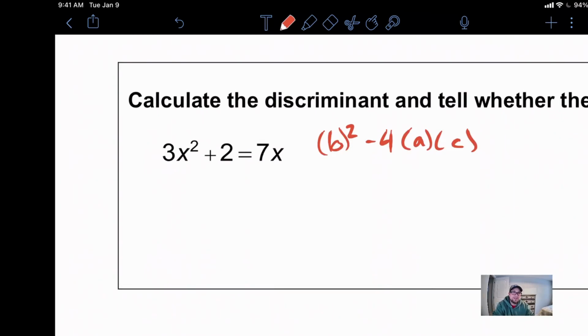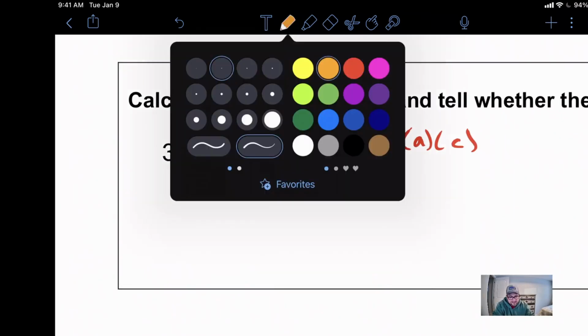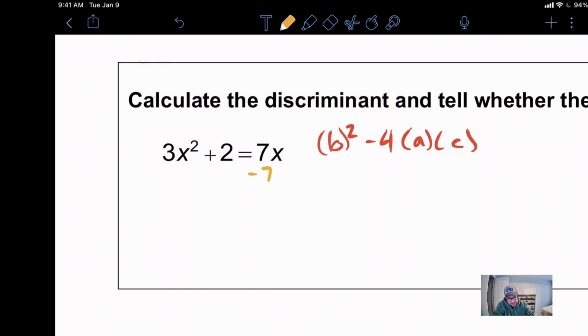Now, this one's tough, don't get me wrong. The reason why is it's not arranged for us. So we need to arrange it by getting everything onto the same side and getting it equal to 0. So I'm going to have 3x squared minus 7x plus 2 equals 0. That means a is equal to 3, b is equal to -7, and c is equal to +2.